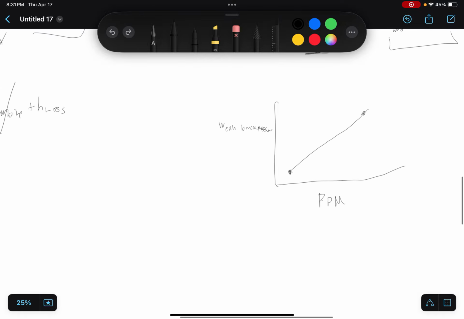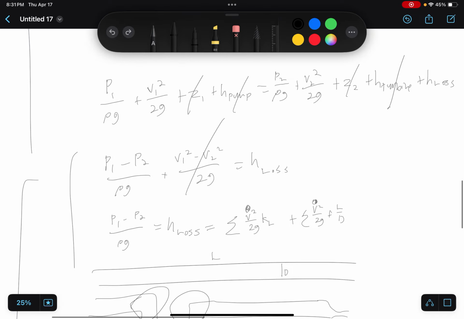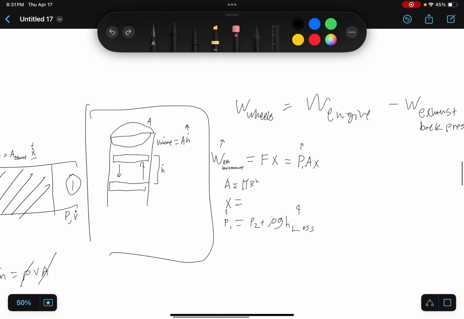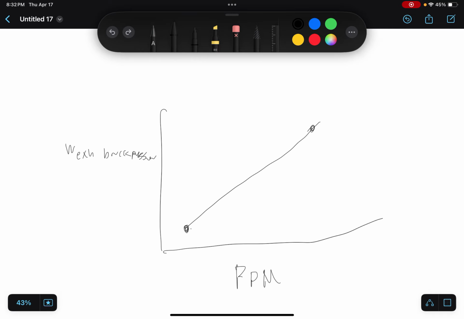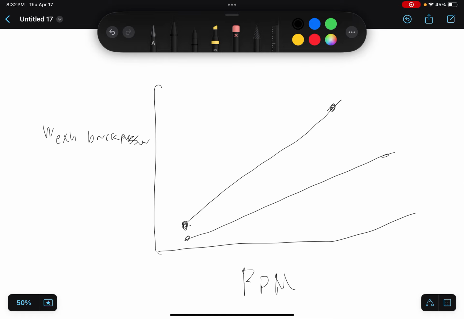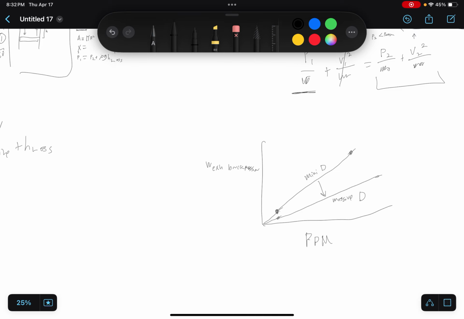So let's say you get an exhaust with a bigger diameter. How would that change this curve? The head loss term will go down, pressure will go down, exhaust back pressure will go down. So a bigger diameter will mean that you now have a different sloped line. It'll probably be lower. I mean, these both go to 0. But the idea is the slope of your line will be different. It has a massive D. Mini D. Yeah, okay. Cool.